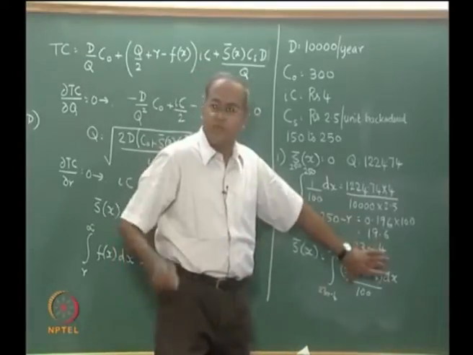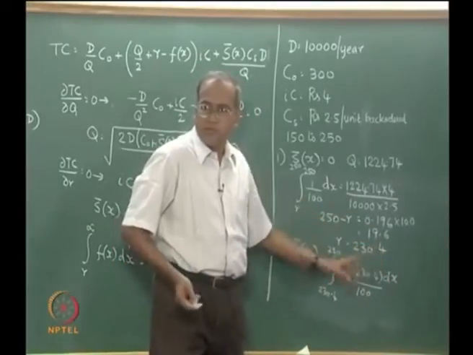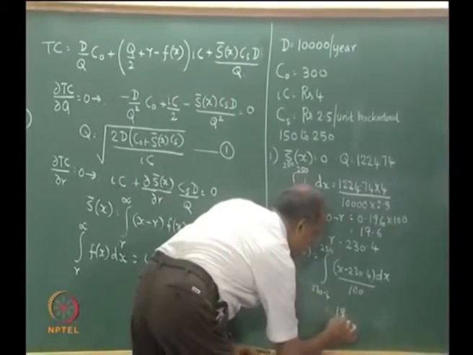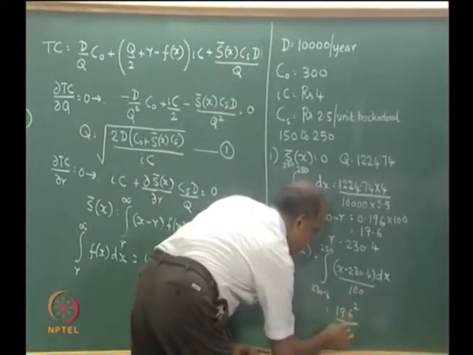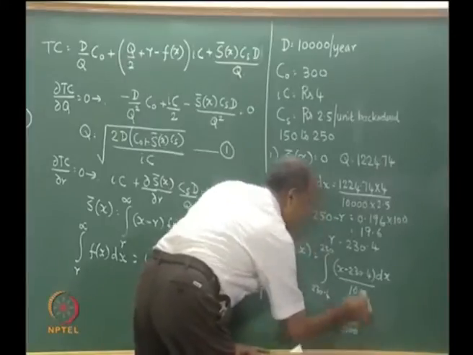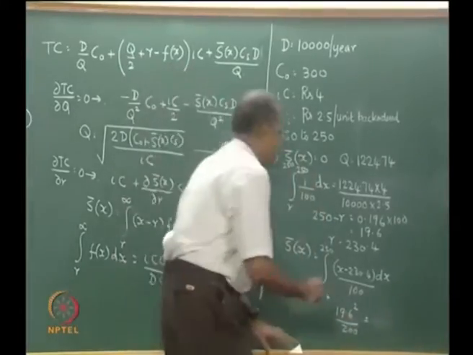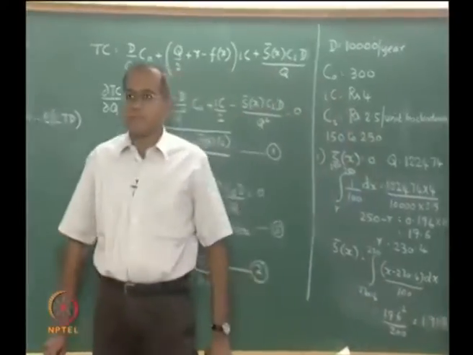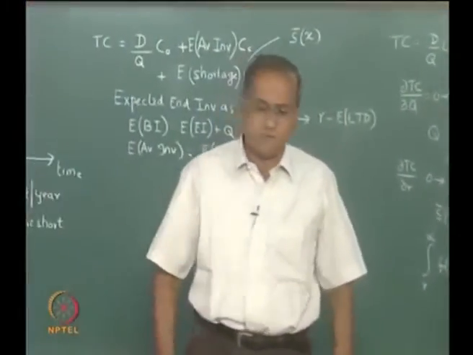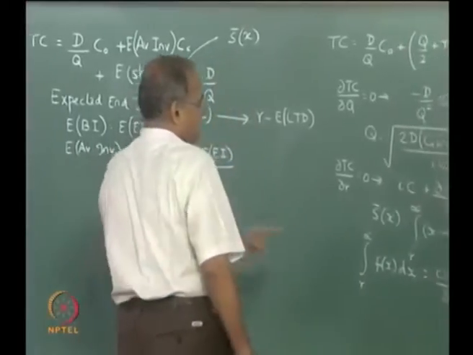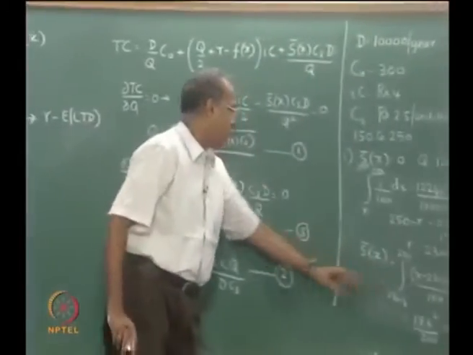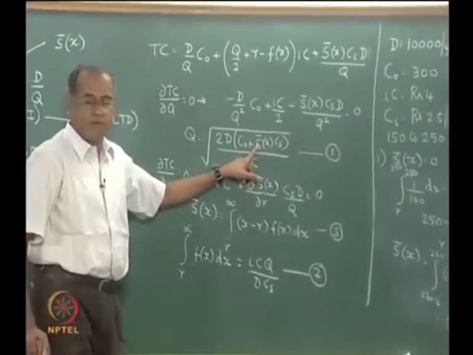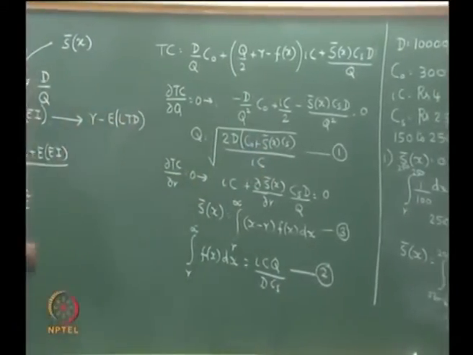So, the contribution will be 0 from the lower limit, and from the upper limit it will be 19.6 the whole square divided by 200, which would give us 1.918 as the expected value of this. Now, we have to use this 1.918 in this equation to go back and compute Q again. We show that somewhere here.